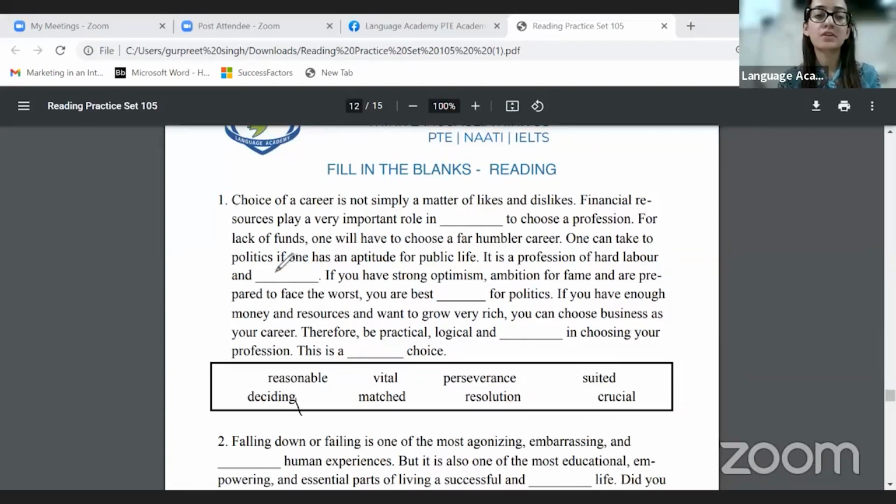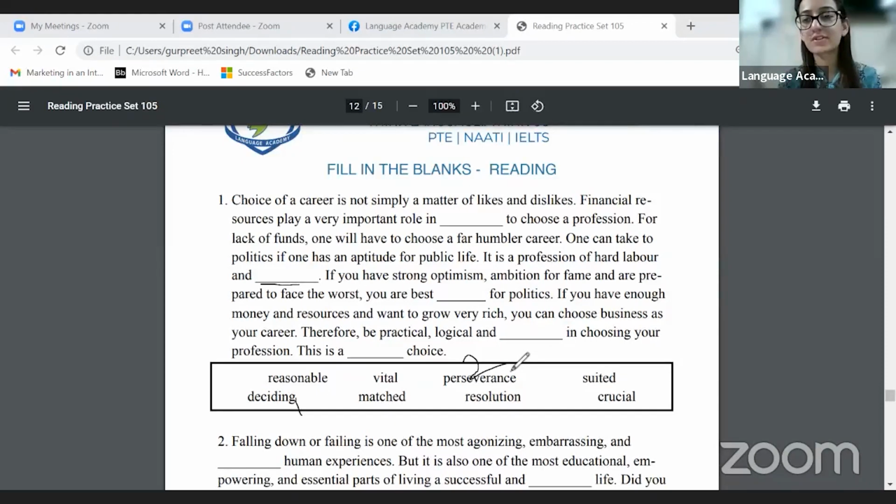One can take to politics if one has an aptitude for public life. It is a profession of hard labor and dash. So we need a noun here. It is a profession of what? It is a profession of hard labor and what? So we have resolution as a noun and perseverance as a noun, and the answer will be perseverance. We cannot say politics is a profession of resolution.